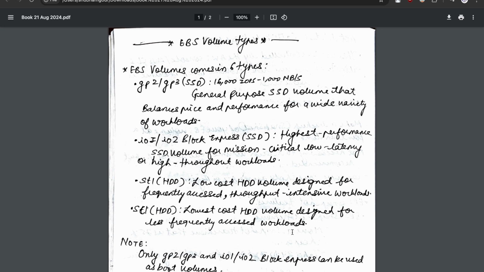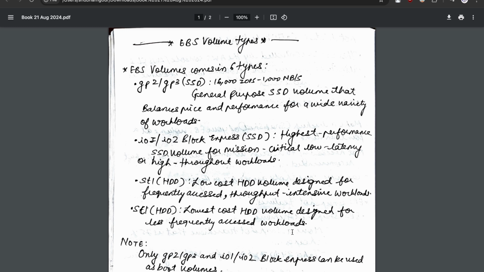All right. So let us start with GP2 and GP3 SSD. Basically, the general data transfer speed over here is 6,000 input output per second, and it will range up to 1 MB per second. General purpose SSD volumes are those volumes that balance the price and performance for a wide variety of workloads.